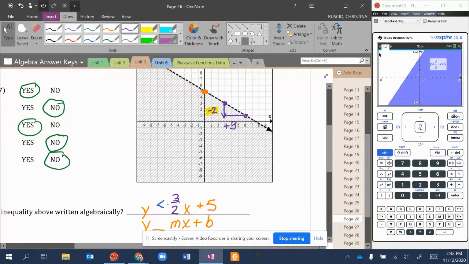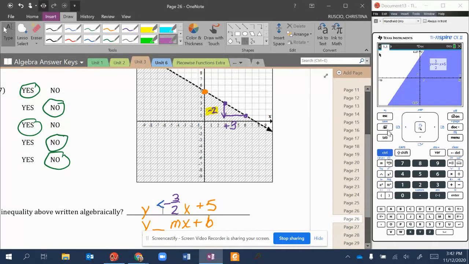This should be a -3/2 x. So we don't have to graph it all over again, I want to show you something cool. We're going to hit tab and then the up arrow and magic.